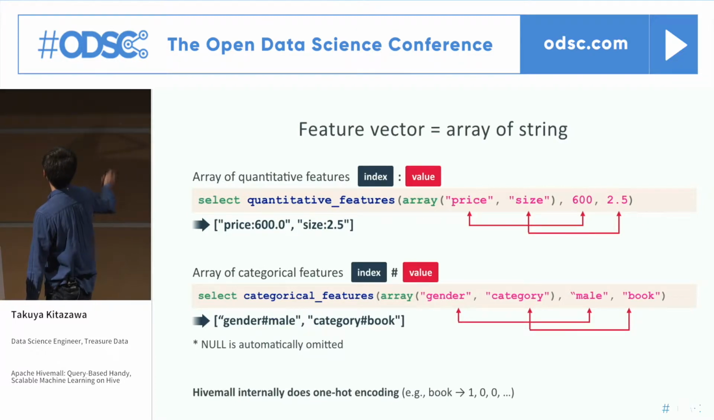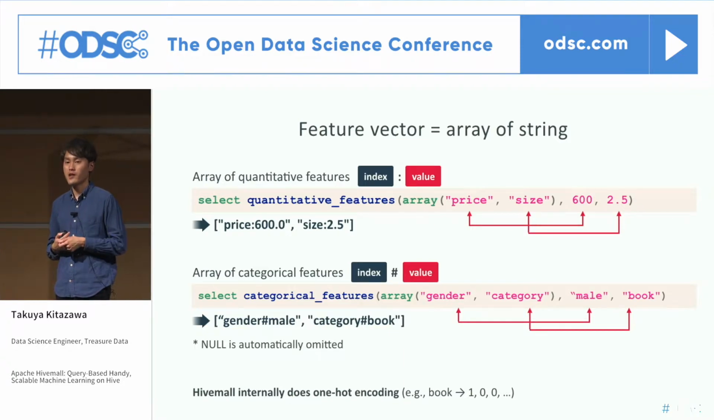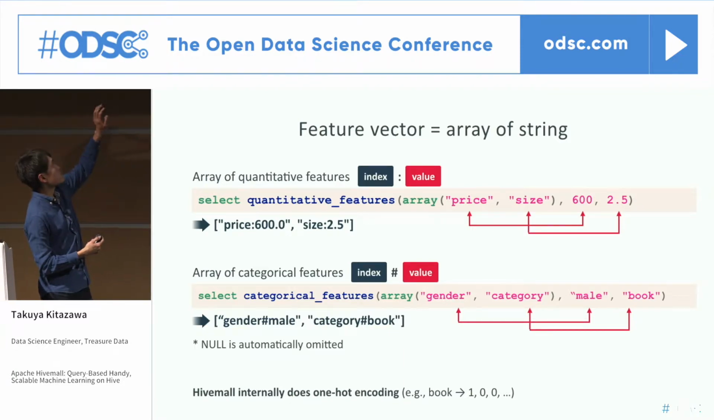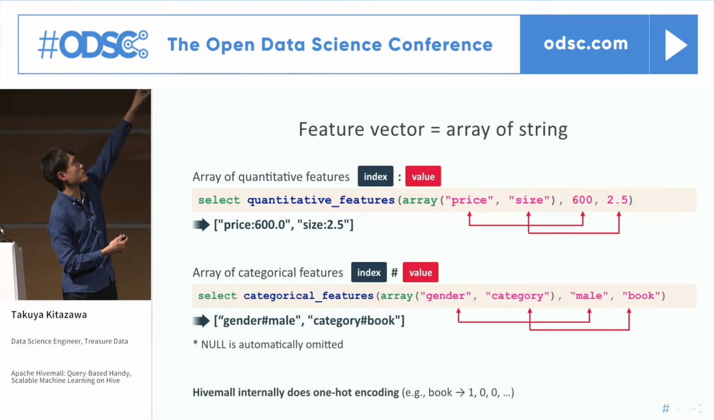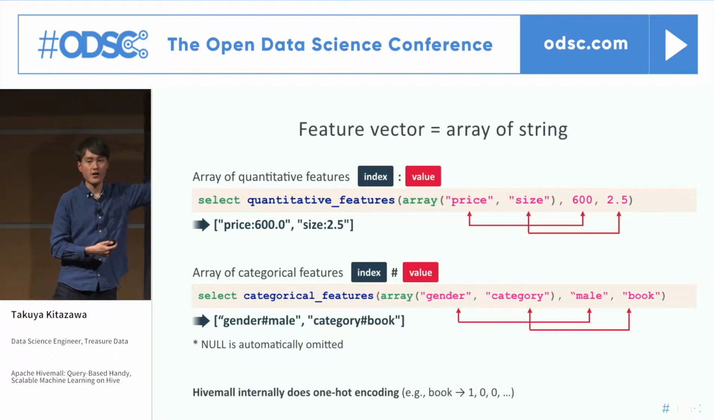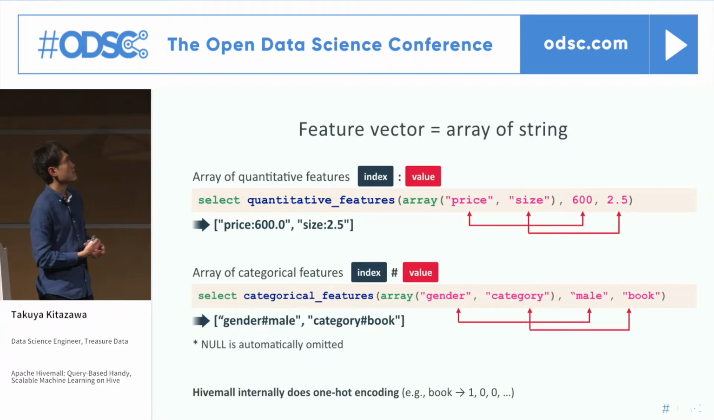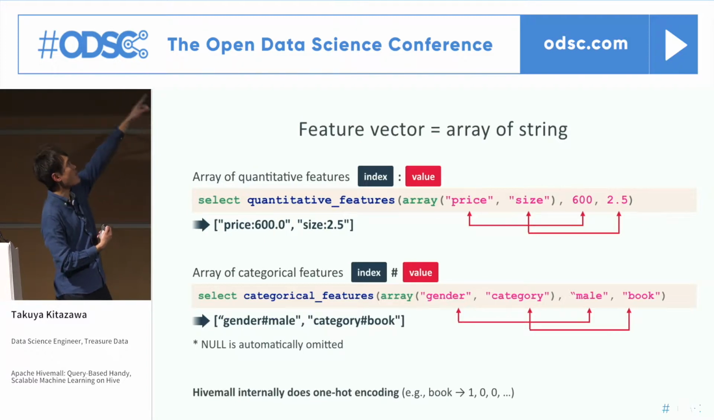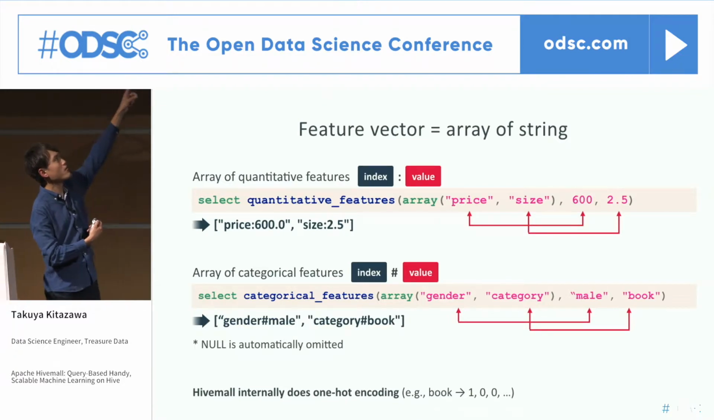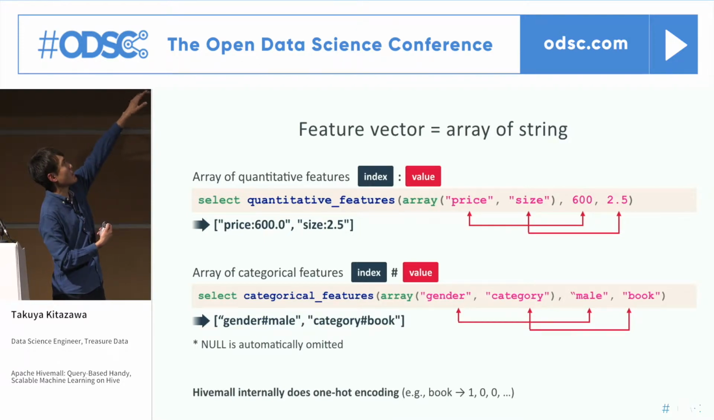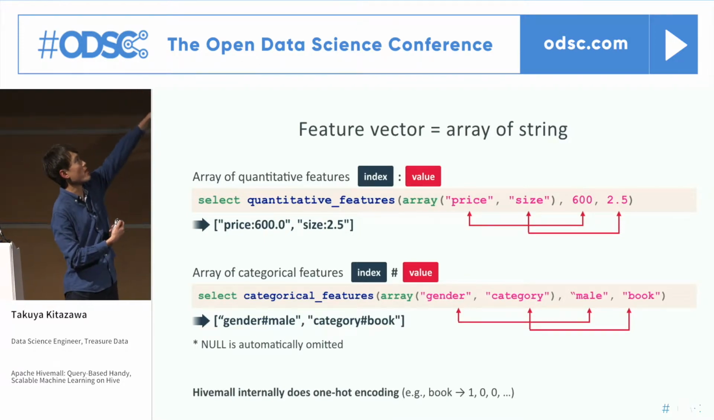So this example says, all right, the first argument is the feature names I want to convert. I want to convert two features. One is named price, and the second one is named size. The following arguments correspond to each feature name. The second argument corresponds to the first feature name, price, and the third argument corresponds to the second feature name, size. All right, the feature name list is here, price and size, and price is 600, size is 2.5.